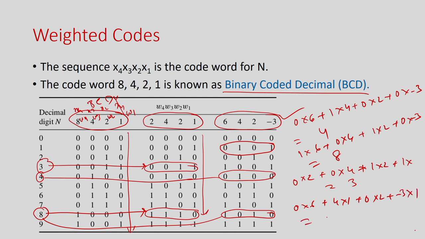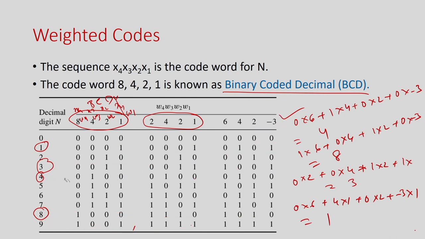So, this is 4 minus 3, 1. So, this is representing the number 1, right. So, this way I can define the code word. Whenever I know the weights, I can just assign the value of 1, 0 such that the corresponding digit can be realized with these weights, ok. So, this is something understood.